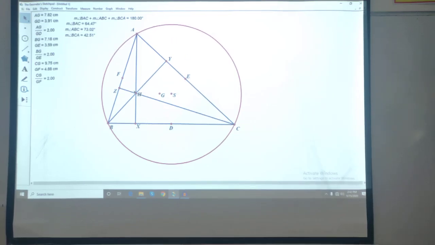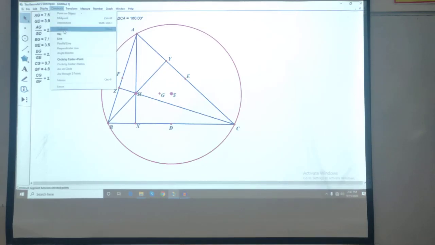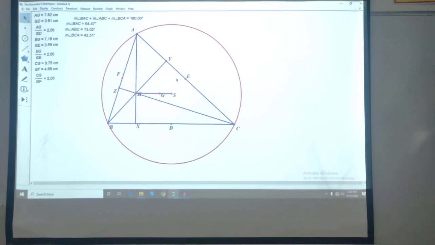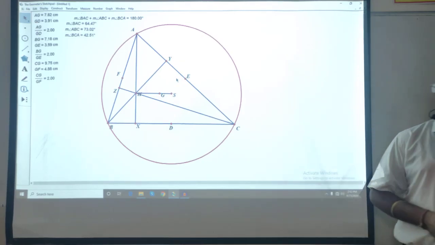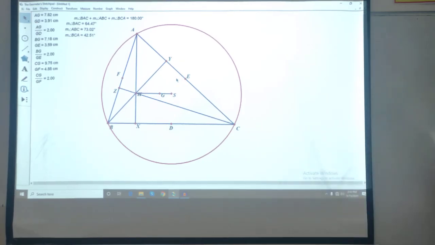If I join H and S, let's see what is happening. It passes through G as well. That is, H, G, S are always collinear, and it is called the Euler line. E-U-L-E-R, Euler line. Okay, so you can verify this result simultaneously.